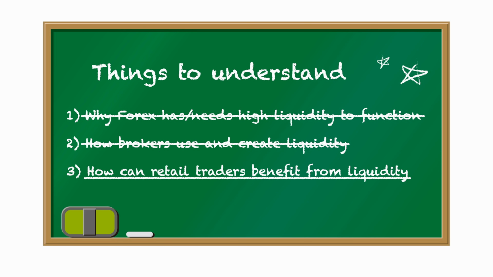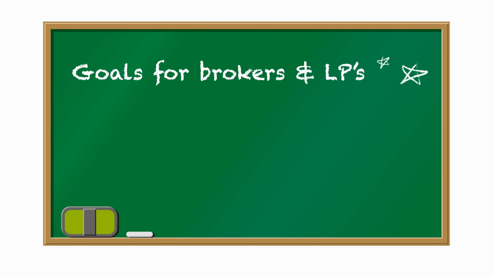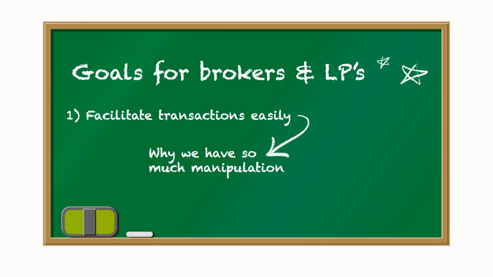Understanding that the goal of brokers and liquidity providers is just to continue facilitating transactions easily, we can understand why liquidity sweeps and stop hunts happen. Brokers and liquidity providers want orders so they can fill other orders. The more stop losses they can hit, the more flexibility they have to fill those orders. This helps them run their business smoother, which leads to more profit.